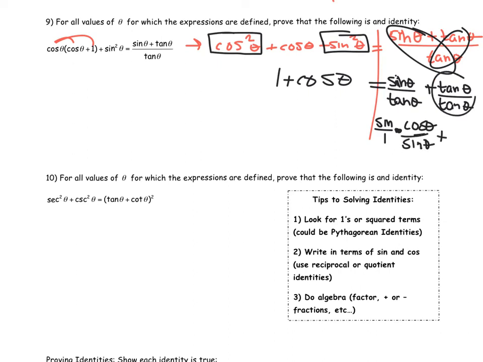Plus tan theta over tan theta is 1. I have the sines on top and bottom cancel. And we are left with, in fact, 1 plus cos theta does equal cos theta plus 1. They're the same thing. Woo! You guys are on a roll. All right, let's keep going through.